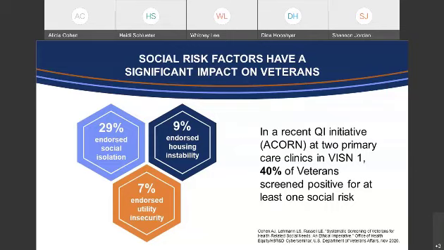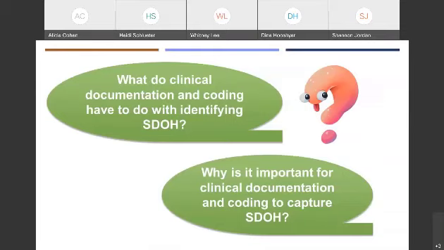And so with that, I will turn things over to Dr. Hooshyar. Thank you, Alicia, for laying the foundation for our presentation today, which is healthcare systems should address social determinants of health. We're now going to go to the questions that you alluded to, which is what do clinical documentation and coding have to do with identifying social determinants of health? And why is it important for clinical documentation and coding to capture social determinants of health?